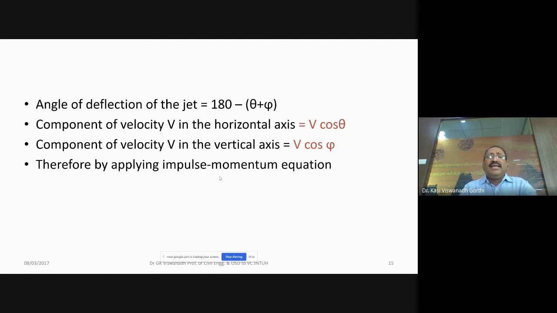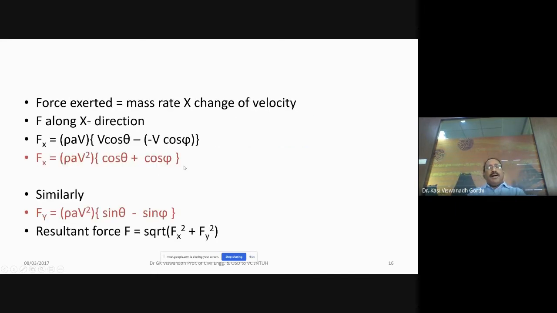Then what is the component of the velocity of the incoming liquid jet with respect to the horizontal axis? What is the component of the velocity v for the incoming liquid jet? It becomes v cos theta. Similarly, the component of the velocity for the leaving liquid jet with respect to the horizontal axis would be v cos phi. Apply the impulse momentum principle. Force exerted would be equal to mass rate into change of velocity.